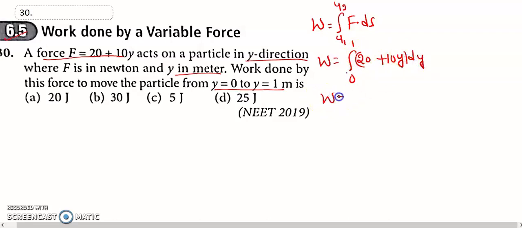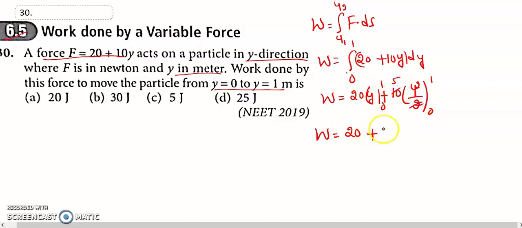So now you have to do the integration. The integration of 20 into dy is 20y, plus 10 as it is, that is y square divided by 2, with the limits 0 to 1. So the work done is equal to 20 into (1 minus 0), which is 20, plus 10 by 2, which is 5. So the answer is 25 joule.